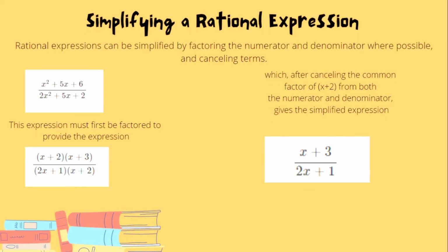Simplifying a rational expression. A rational expression can be simplified by factoring the numerator and denominator where possible and canceling terms. Take (x squared plus 5x plus 6) over (2x squared plus 5x plus 2). This expression must first be factored to provide (x plus 2)(x plus 3) over (2x plus 1)(x plus 2), which after canceling the common factor of x plus 2 from both the numerator and denominator gives the simplified expression (x plus 3) over (2x plus 1).